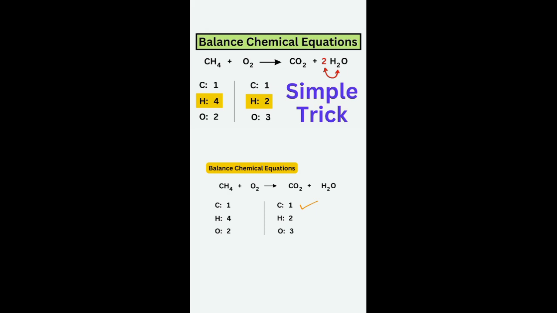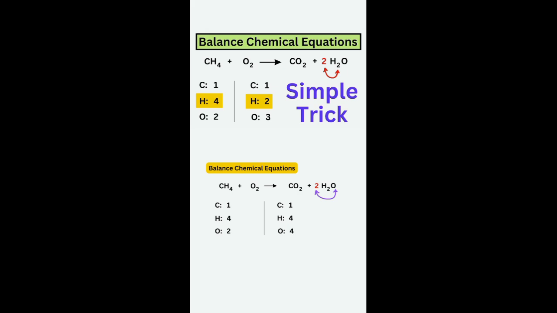Carbon is balanced. Now hydrogen is not balanced. On the left, there are 4 hydrogens, but on the right only 2. To fix this, we will put 2 in front of H2O. Now, the right side has 4 hydrogens. But again, calculate the number of oxygen atoms. It will be 2 from CO2, and 2 from H2O.